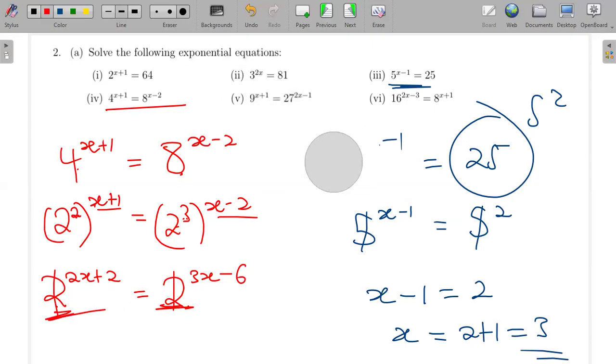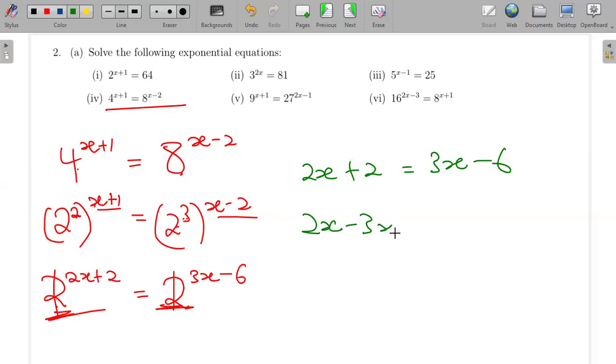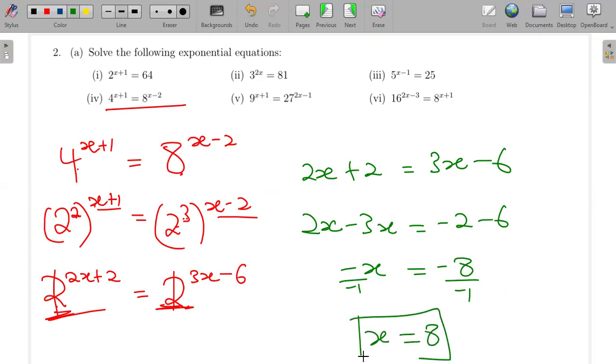So what do we remain with? We remain with 2x plus 2 is equal to 3x minus 6. So like terms together, I get 2x minus 3x is equal to minus 2 minus 6. So this is just going to give me minus x, which will be equal to minus 8. So now let's divide both sides by negative 1. So we get x is actually equal to what? 8. Okay, so any questions there?